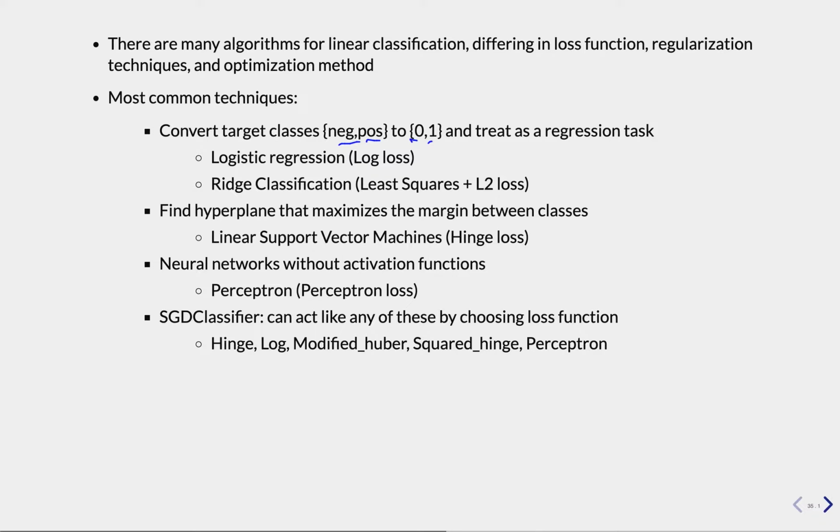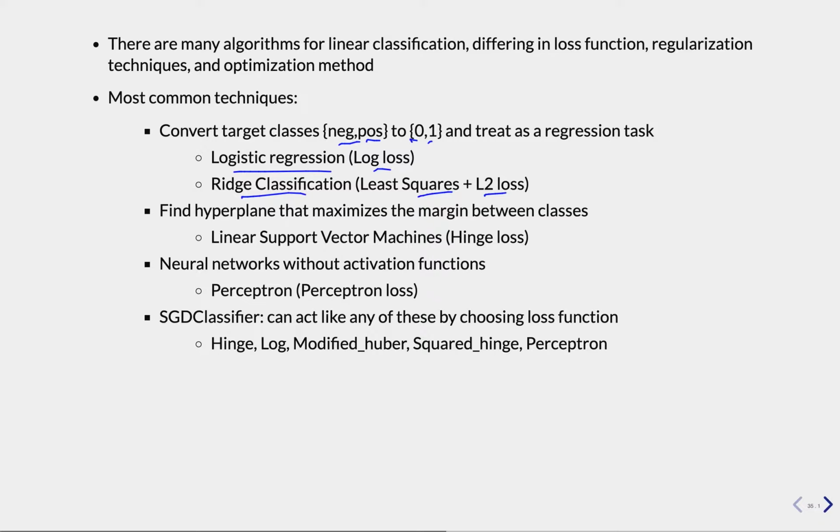One very well-known approach for this is logistic regression, which uses the log loss internally. Another algorithm for this, which is much less popular, is ridge classification, which uses least squares and L2 loss. It's similar in performance.